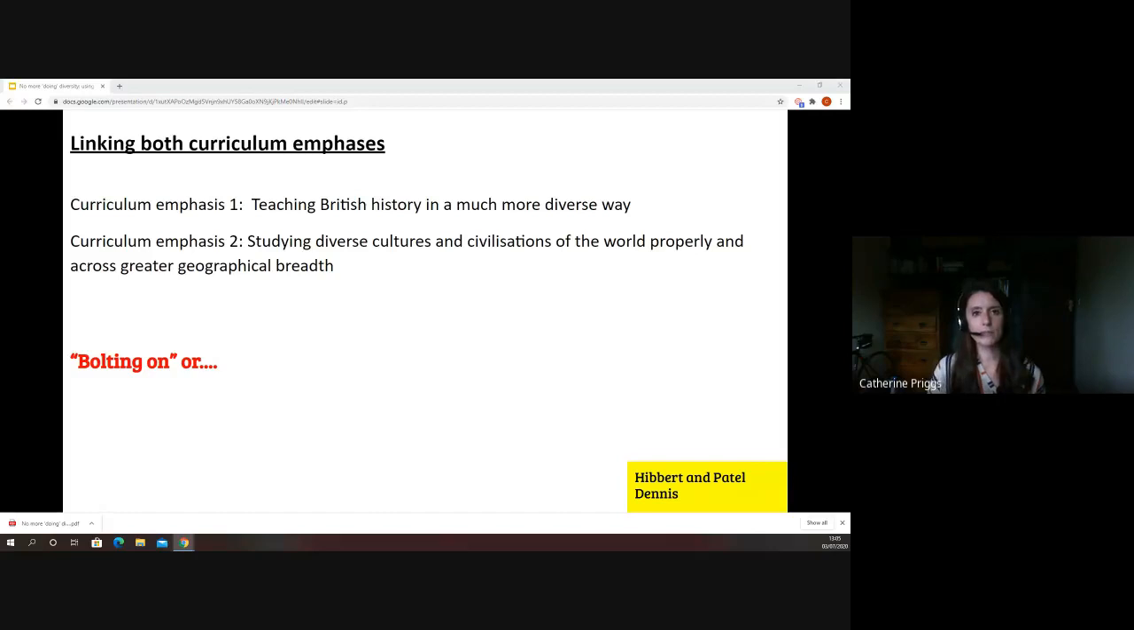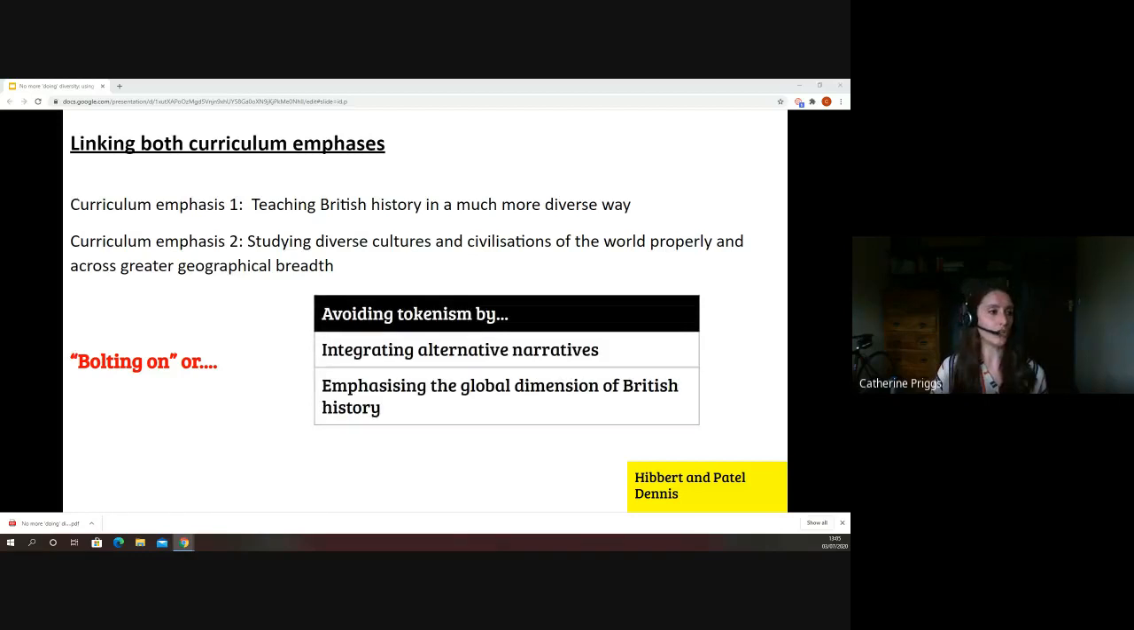So both the attempt to show greater diversity and complexity within British history and the attempt to teach world history of whatever kind share an important characteristic, and that is the avoidance of tokenism, so avoiding bolting on diversity to the curriculum. Hibbert and Patel called for integration of alternative narratives by cautioning against this bolting on. And Dennis, in a Teaching History article, argued for the history curriculum to show how Britain's history is global, and to stress that throughout the curriculum.